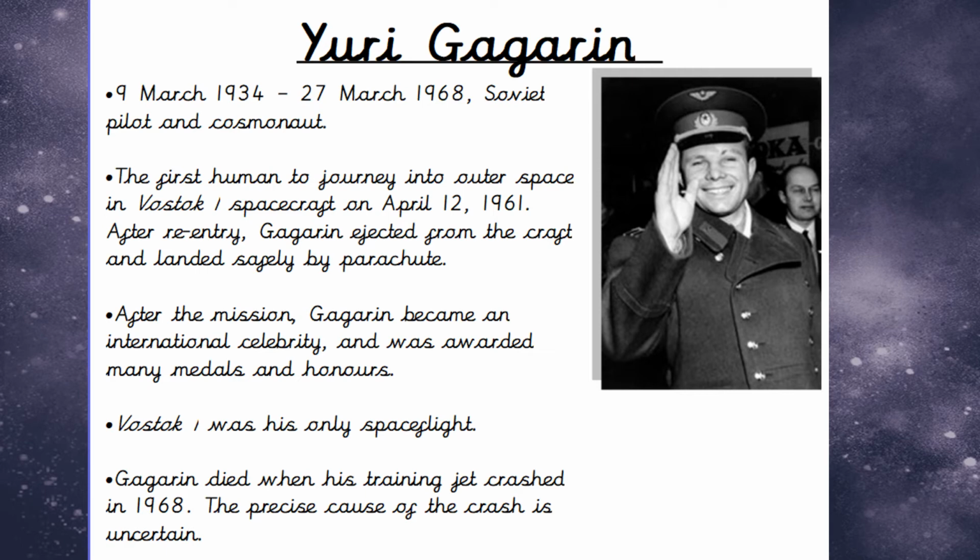After re-entry, Gagarin ejected from the craft and landed safely by parachute. So that means that when he re-entered Earth, he ejected, he removed himself from the spacecraft and landed back on Earth by a parachute. After the mission, Gagarin became an international celebrity and was awarded many medals and honours. The spacecraft that he ventured into space in was called the Vostok 1, and this was the only space flight. And Gagarin died when his training jet crashed in 1968, and no one's really sure why this happened.